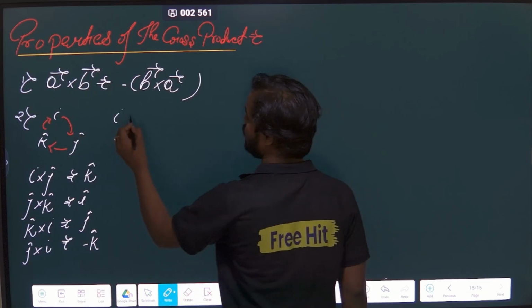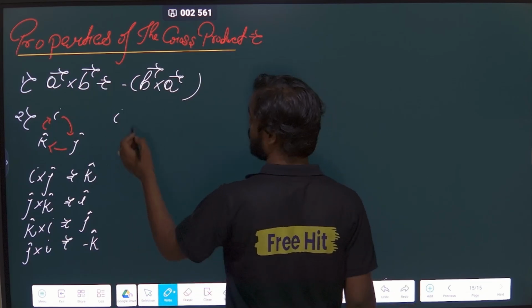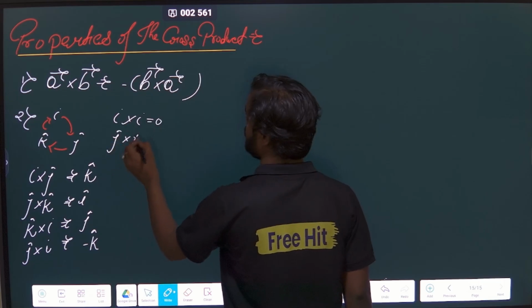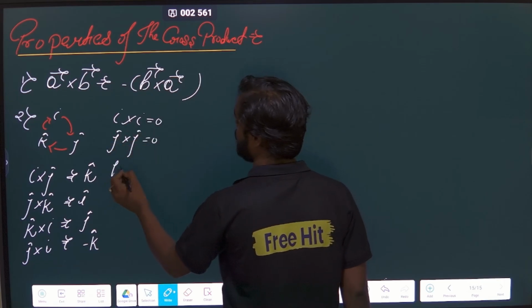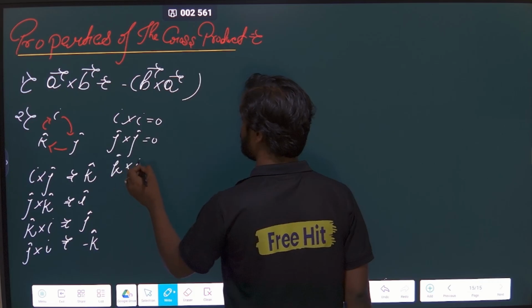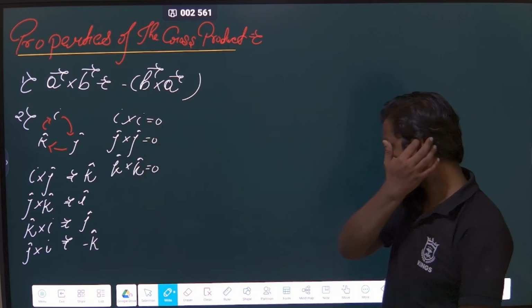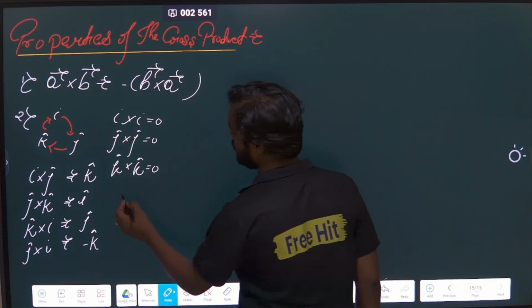One more thing: what is I cross I? That is 0. What is J cross J? That is again 0. What is K cross K? That is again 0. All are 0. Everything is 0. That is an important second property.